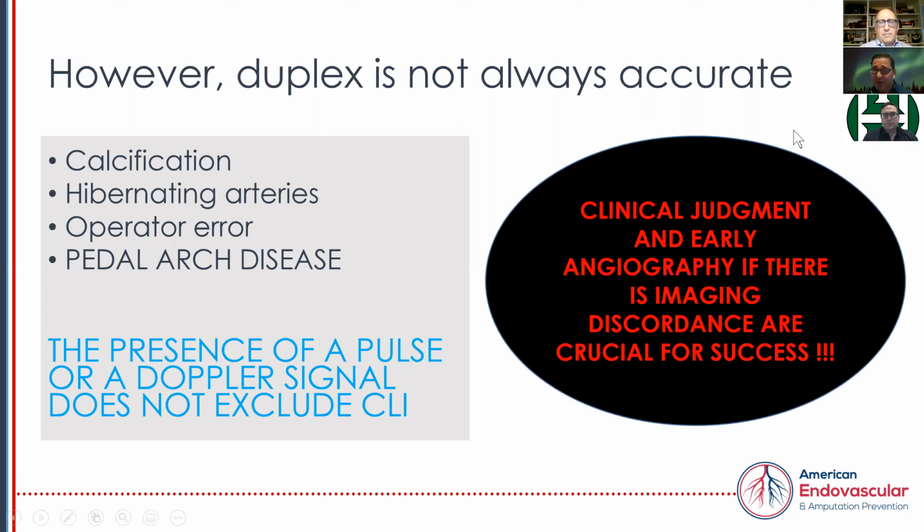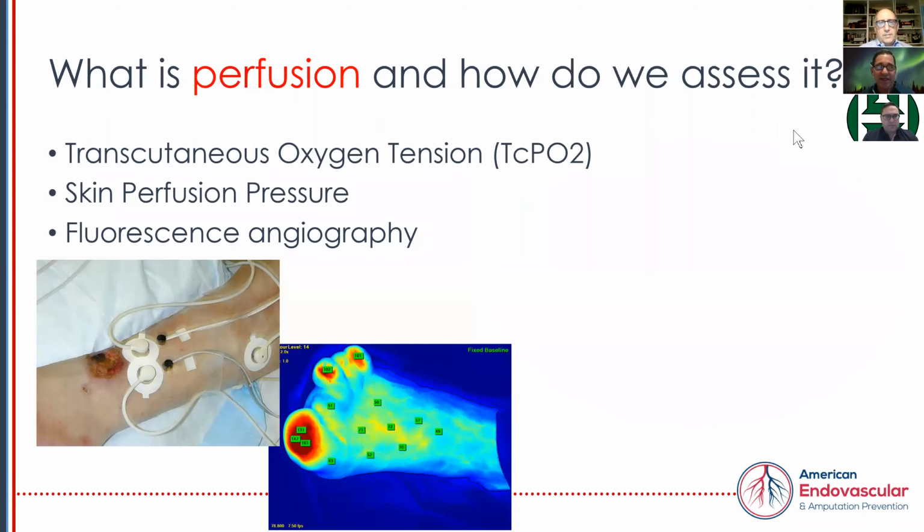So I say that because I think we would all agree on this call that certainly good clinical acumen, experience, and exposure to these sort of patients on a regular basis is important. And early angiography is a very reasonable approach if there's some sort of discordance in what you think is going on and what the imaging might show, or if the imaging is inadequate. We're going to come back to that in the index case.